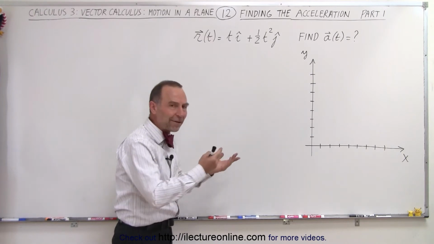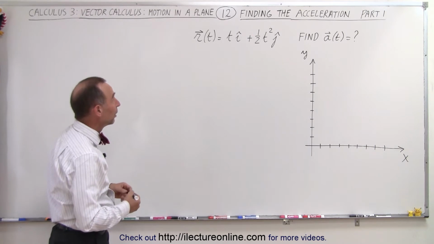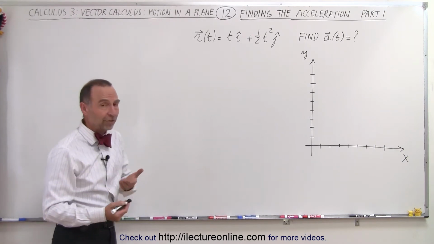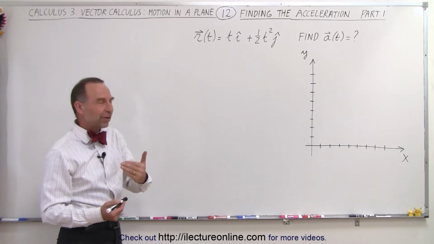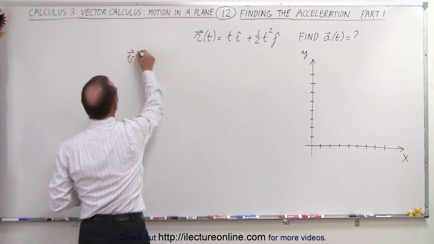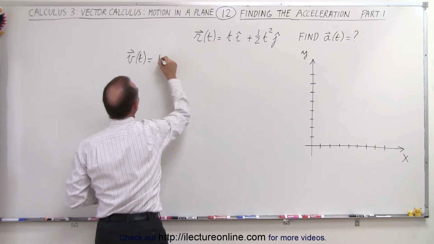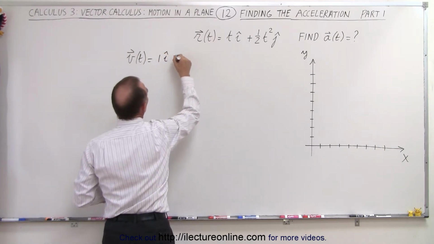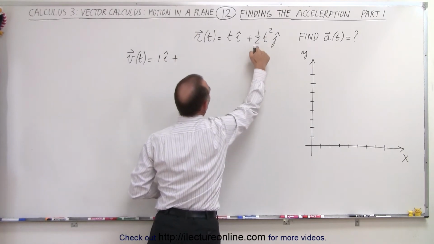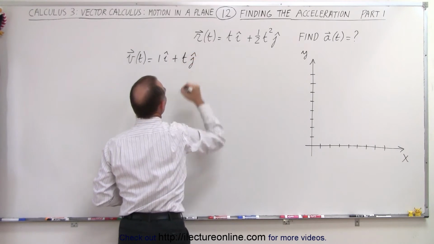We're also going to graph it so that we can have a better understanding of what's actually going on here. So first we need to find the velocity vector and then the acceleration vector by doing two derivatives. First, the velocity vector as a function of time is equal to, we take the derivative here, that would be 1 in the i direction, plus take the derivative here, that's 2 times 1/2, which is 1 times t to the first power in the j direction.